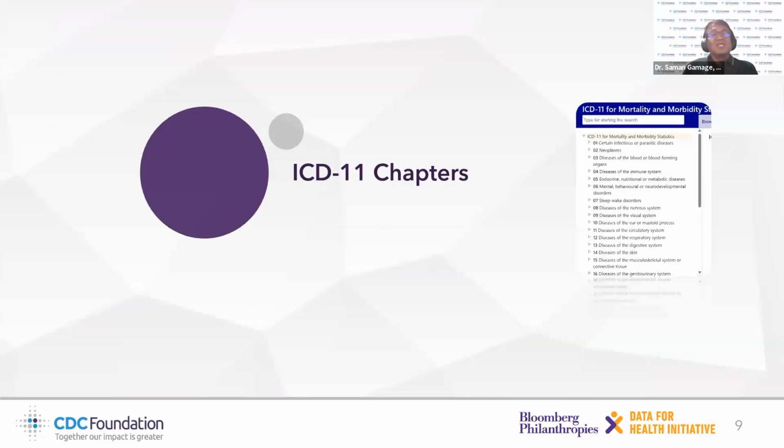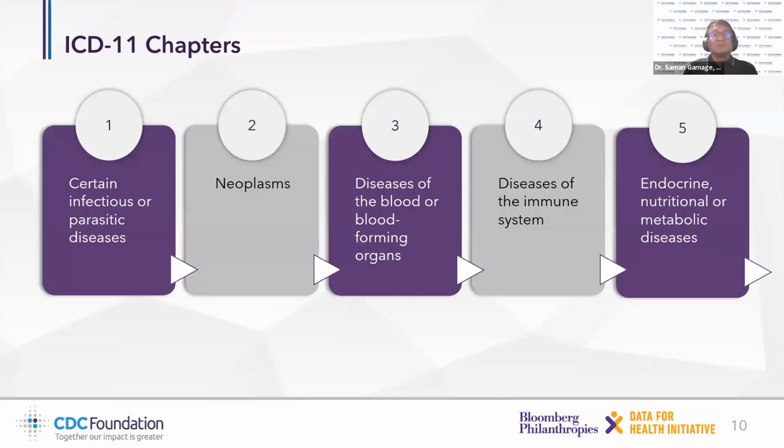Let's move on to the chapter structure of ICD-11. I'll go through the chapters once again. I did it last time. Chapter 1, as usual, similar to ICD-10, is about certain infectious or parasitic diseases. Chapter 2 covers neoplasms. Chapter 3 covers diseases of the blood or blood-forming organs. Chapter 4 is a new addition covering diseases of the immune system.